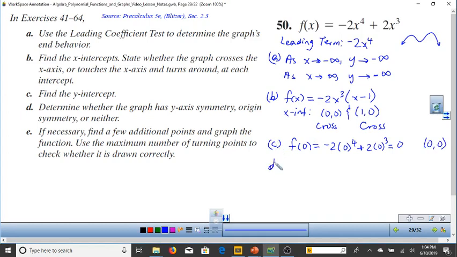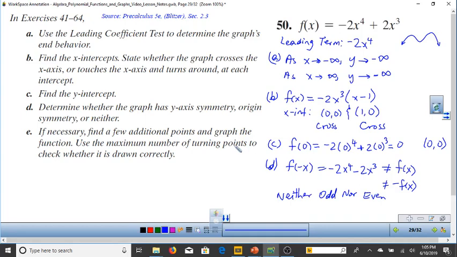There's also still no symmetry here because, again, even plus odd gives you neither. So f of negative x is negative 2x to the 4 minus 2x cubed, and that is neither f of x nor is it the negative of f of x. So the function is neither odd nor even.